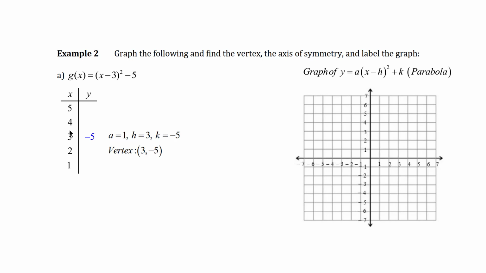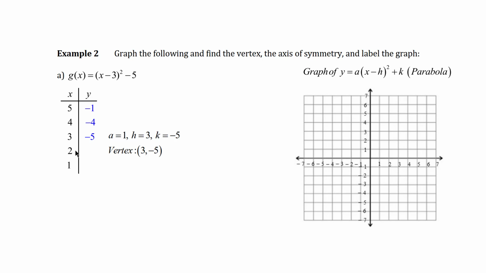Next, we need to find the corresponding y values. So if we take 5 and plug it into the function, we get 5 minus 3, which is 2, 2 squared, which is 4, 4 minus 5 is negative 1. If we take 4 and plug it into the function, 4 minus 3 is 1, 1 squared is 1, 1 minus 5 is negative 4.